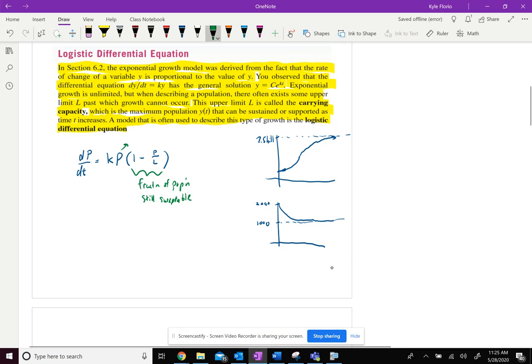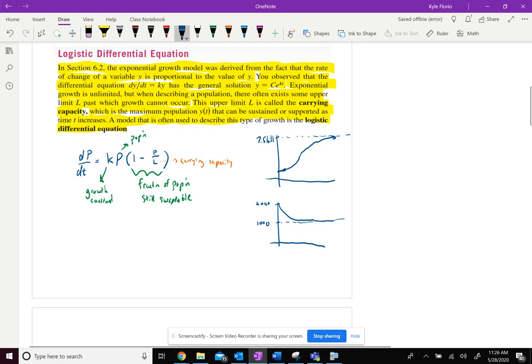This right here is the population. And this is our growth constant. And quickly, this L, by the way, is what we call the carrying capacity. Okay. So what's happening here?